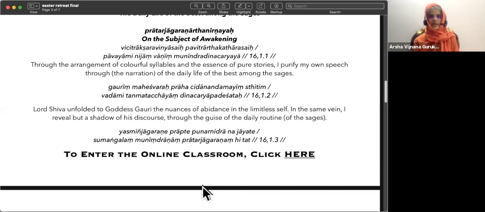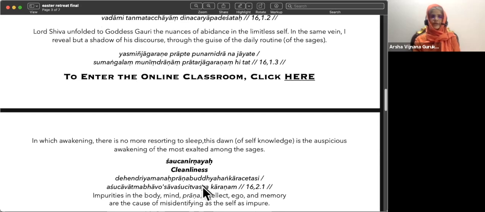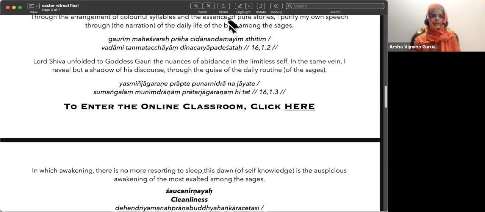Here, the word hi means yasmat, because. Yasmin jagarane prapte punar nidra na jayate. Waking up into which reality of Brahman as oneself, no more does one doze off into the sleep of self-ignorance. That kind of waking up, which is the waking up of the sages, is indeed the most auspicious. The dawn of enlightenment, the dawn of awakening to the truth of one's nature, is indeed the most auspicious waking up, which belongs to the sages. This is the meaning of the verse. Let us see this more in detail.